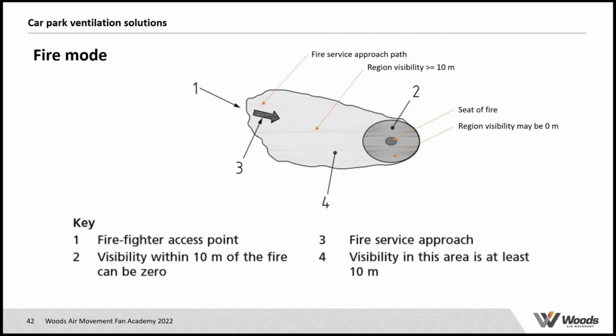But you see an area which is referred to as 4, which is what we call the approach path of the fire service. So the fire service comes in from, say, a protected stairwell into that car park. And then what the system needs to maintain is a relatively smoke-clear path for them to approach that seat of the fire, in which the visibility needs to be at least 10 meters.